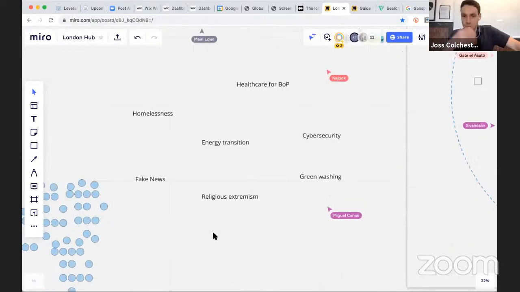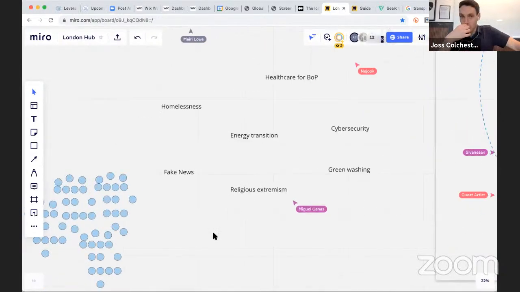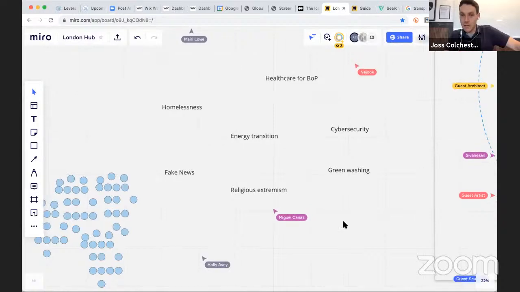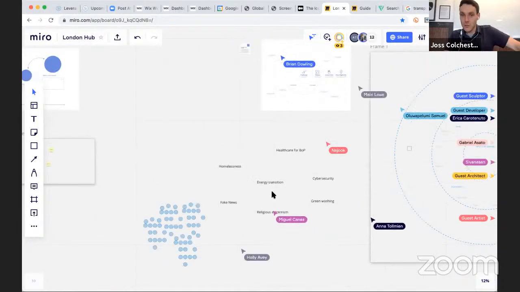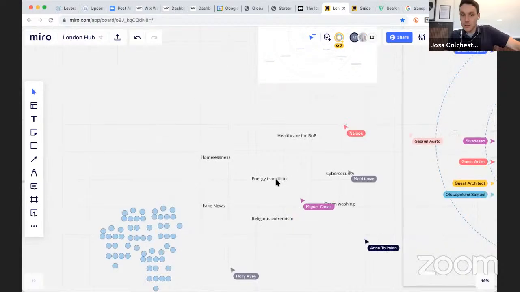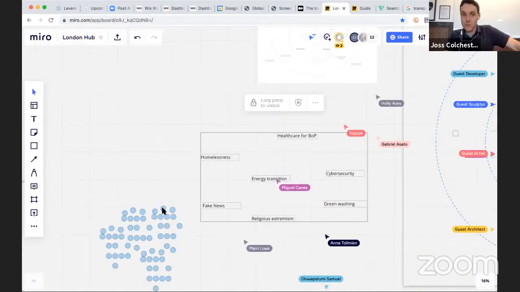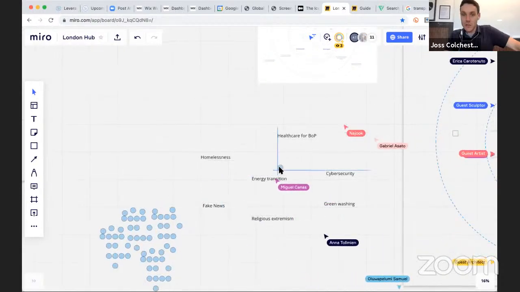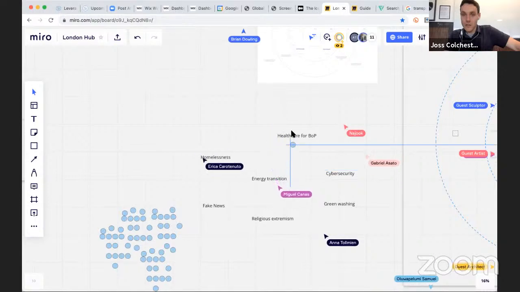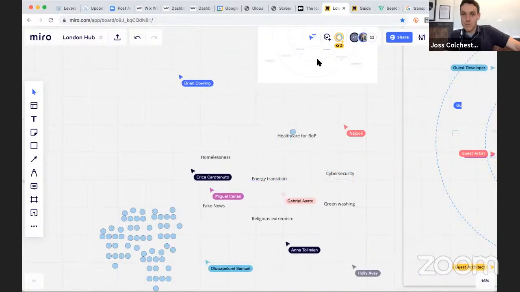I want to do a little dot voting. Please join me on the board here. Hopefully you can find it. It's on the left-hand side of the big board. And I want you to choose one of these and make a vote just by dragging your dot over the one that you want us to experiment with today.